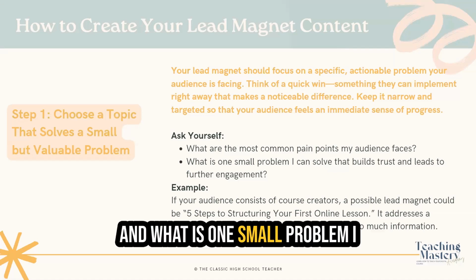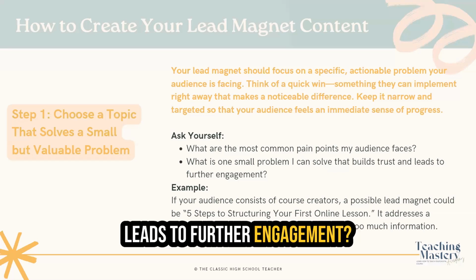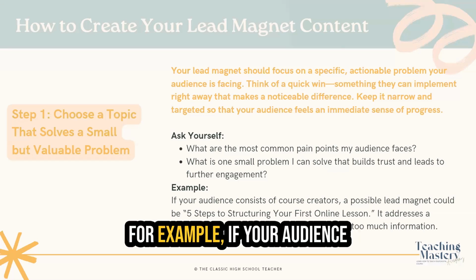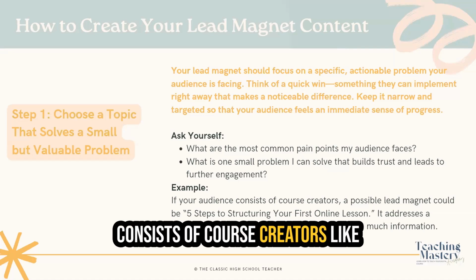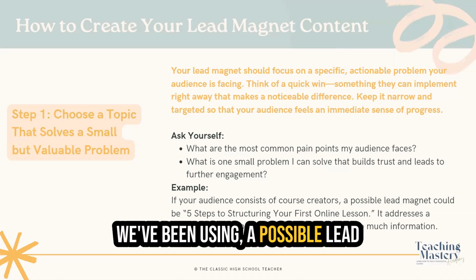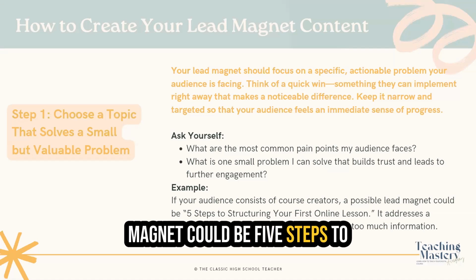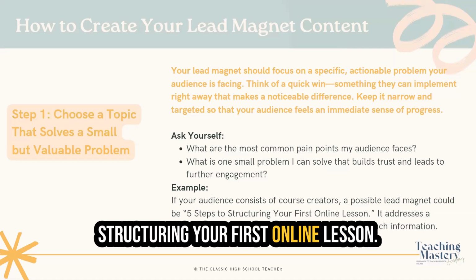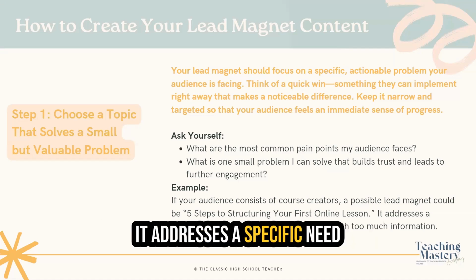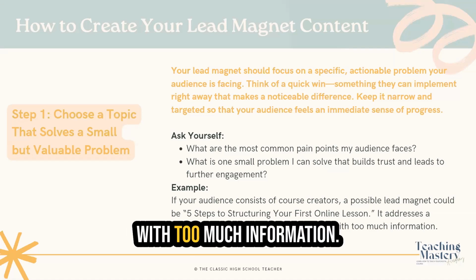And what is one small problem I can solve that builds trust and leads to further engagement? For example, if your audience consists of course creators like we've been using, a possible lead magnet could be 5 steps to structuring your first online lesson. It addresses a specific need without overwhelming them with too much information.